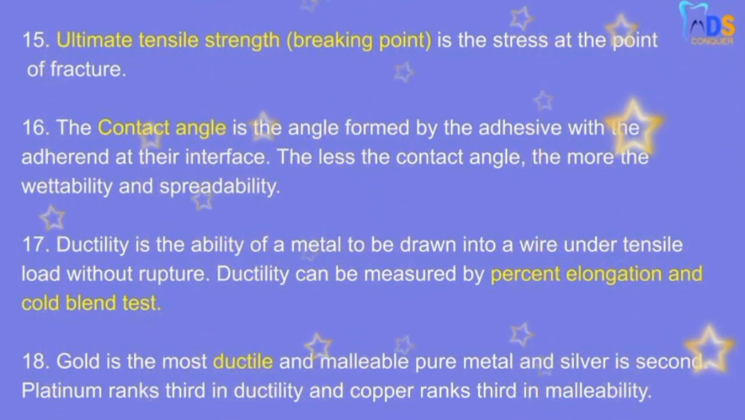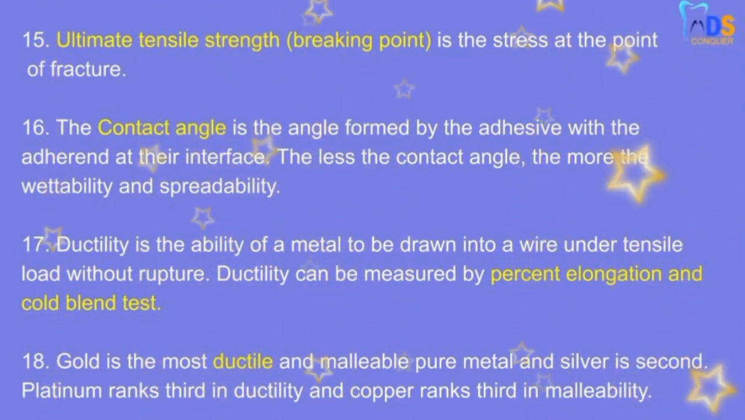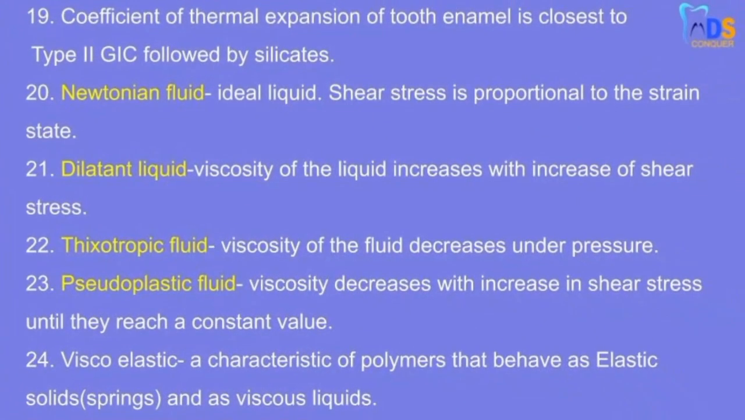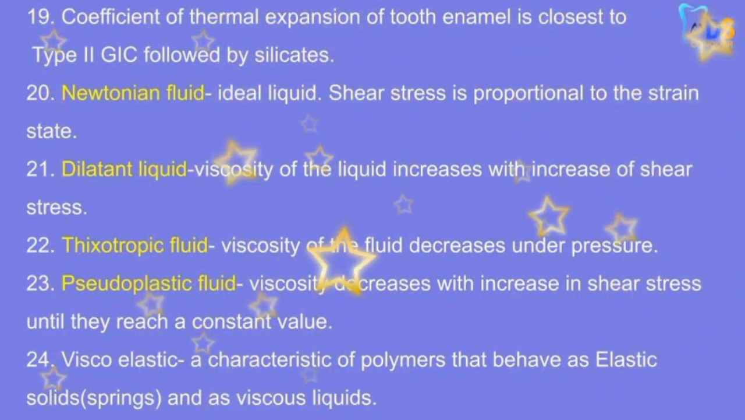Number 17. Ductility is the ability of a metal to be drawn into a wire under tensile load without rupture. This ductility can be measured by percent elongation and cold bend test. Number 18. Gold is the most ductile and malleable pure metal and silver is second. Platinum ranks third in ductility and copper ranks third in malleability. Number 19. Coefficient of thermal expansion of tooth enamel is closest to type 2 GIC followed by silicates.